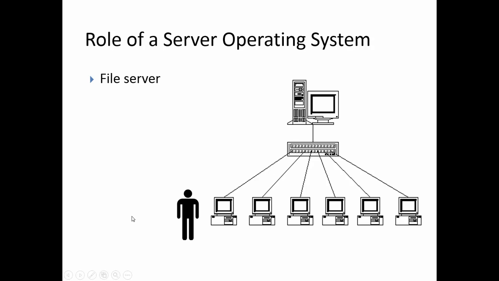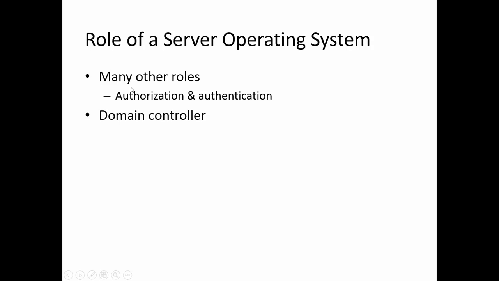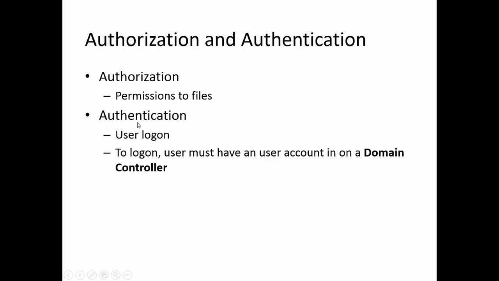So the role of a file server operating system can be to simply be a file server, but it can also perform other roles as well, such as authentication and authorization. And that's what a domain controller does. A domain controller is often known as a login server or an authentication server. So what's the difference between authentication and authorization? If you are authorized to access the payroll database, that means you can access a particular file. Authorization says you are allowed to access certain files. But to be authenticated means to be logged in.